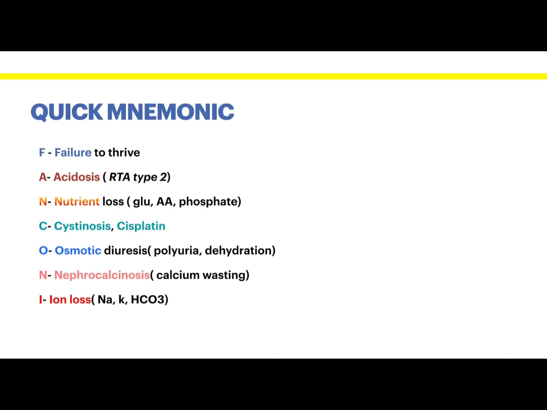In the end, if I want to give a quick mnemonic, we can remember by Fanconi. F for failure to thrive, A for acidosis, mainly type 2, N for nutrient loss like glucose, amino acid and phosphate, C for the cause like cystinosis and cisplatin, O for the symptoms like polyuria and dehydration, N for nephrocalcinosis due to calcium wasting, and I for anion loss like sodium, potassium, bicarbonate.